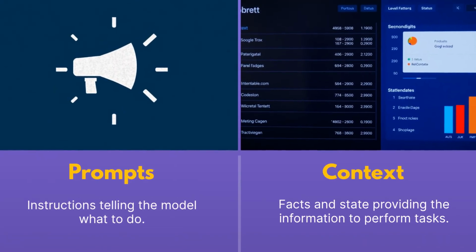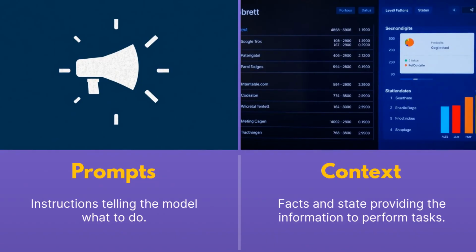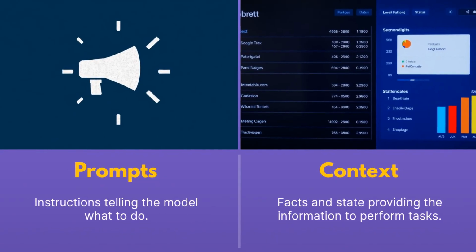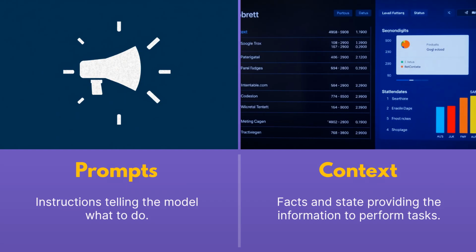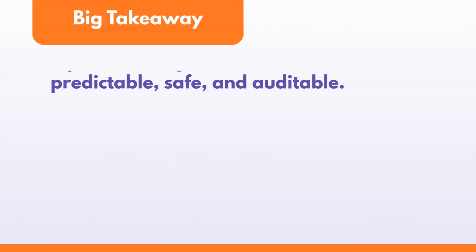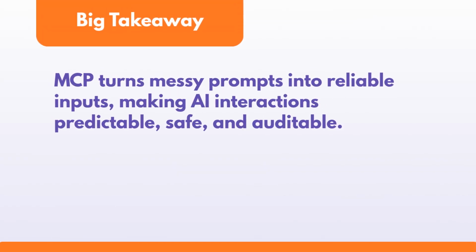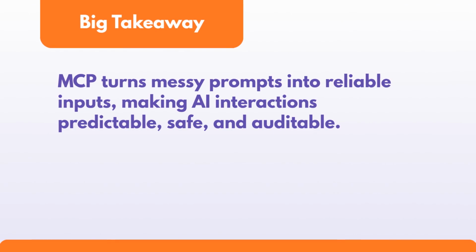Prompts tell the model what to do. Context provides the facts and state to do it with. MCP keeps these roles separate, improving clarity and safety. Bottom line, MCP makes context a managed resource. That turns messy prompts into reliable inputs and makes AI interactions predictable, safe, and auditable.